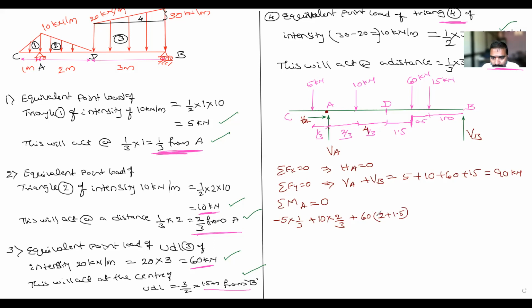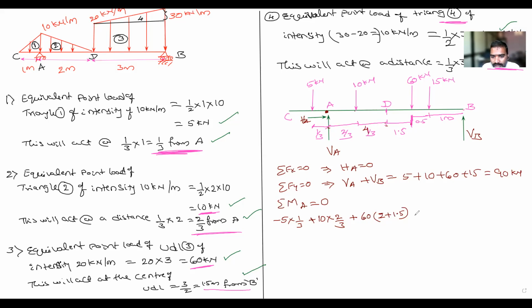I am writing it this way for your understanding. From A to D, how much is it? That is 2 meter. From D to the point load is 1.5 meter. So how much is the total? 3.5. Okay, is it clear to everyone? Yes. Okay, the third load is done.